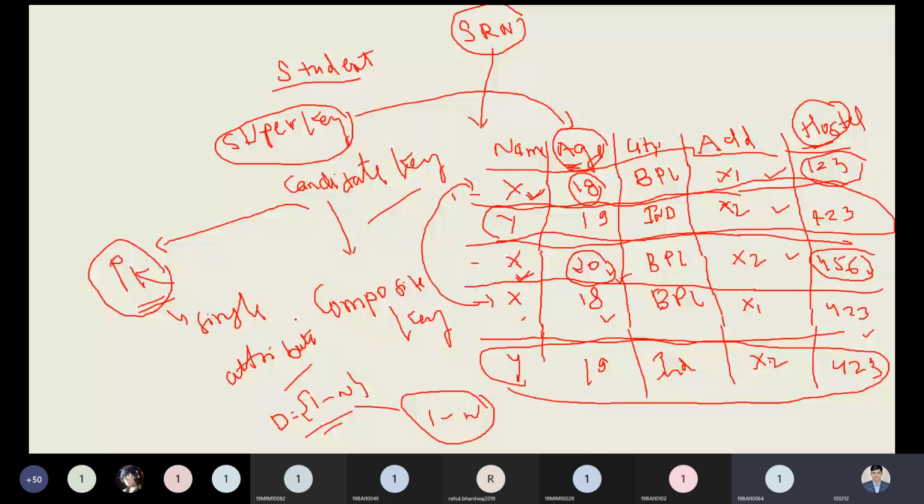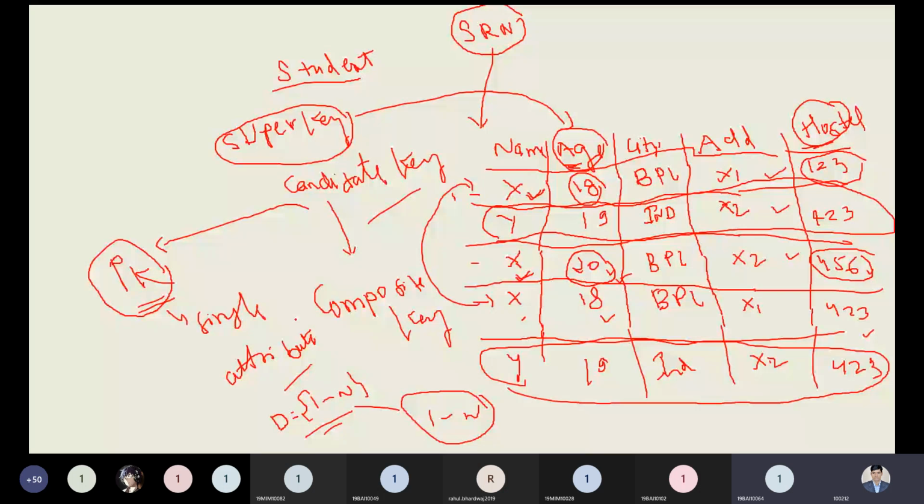No doubt, sir. So can anyone tell me what is the definition of the key according to you? If I have a doubt, or if I am asking the question to you, then how will you justify? Sir, key means any value of attribute which uniquely identifies a tuple.